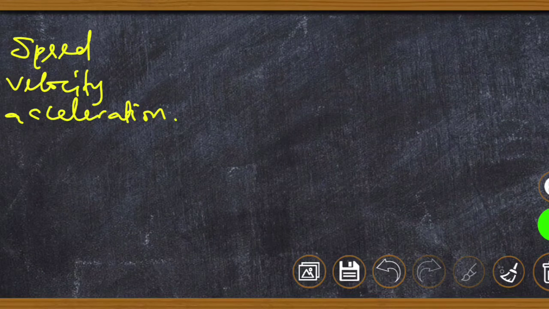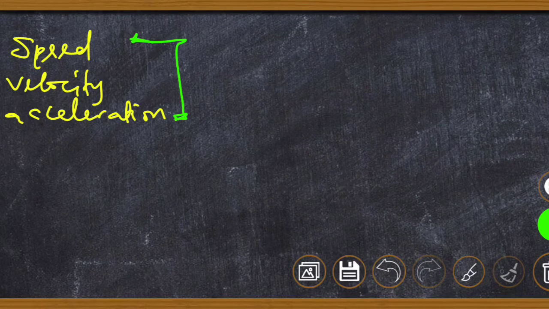Now, today we'll be starting with these quantities: speed, velocity and acceleration. The first thing that we need to take a look at is, what is speed? Why do we need to understand each of these quantities one by one? Altogether, how do these quantities describe the complete motion of a body?